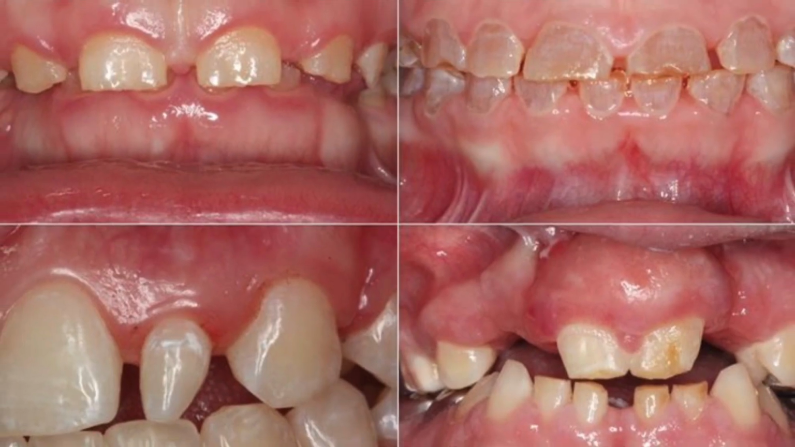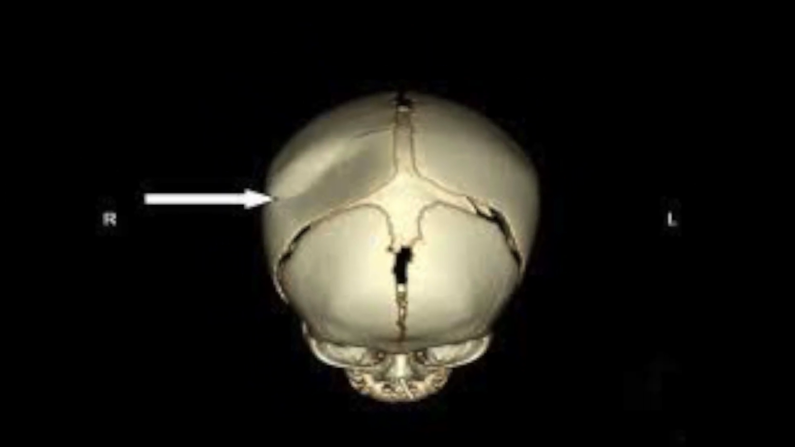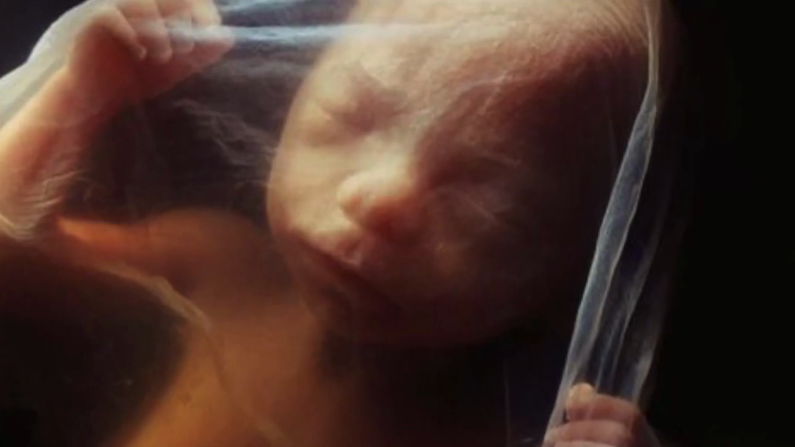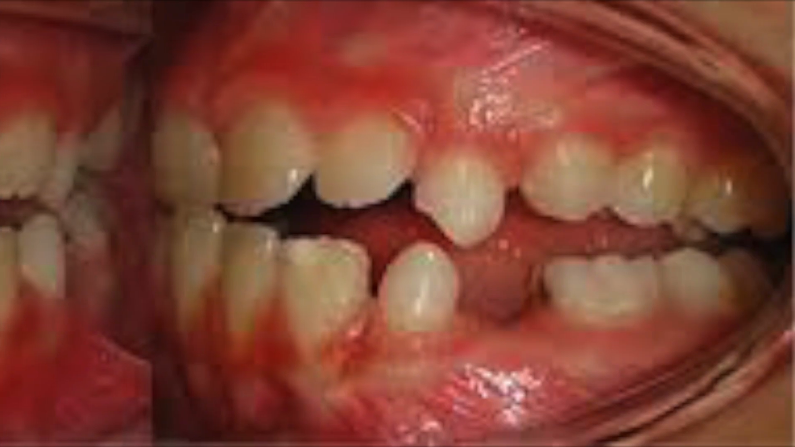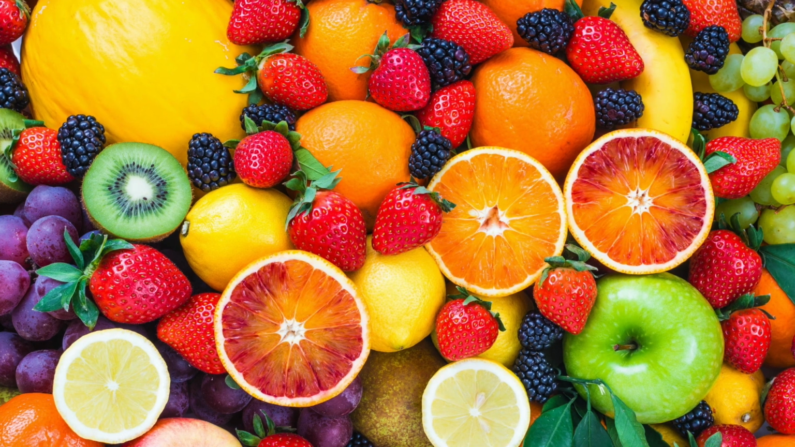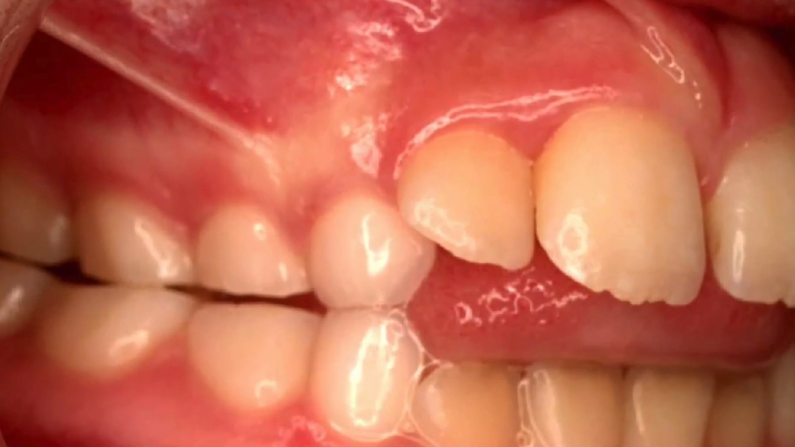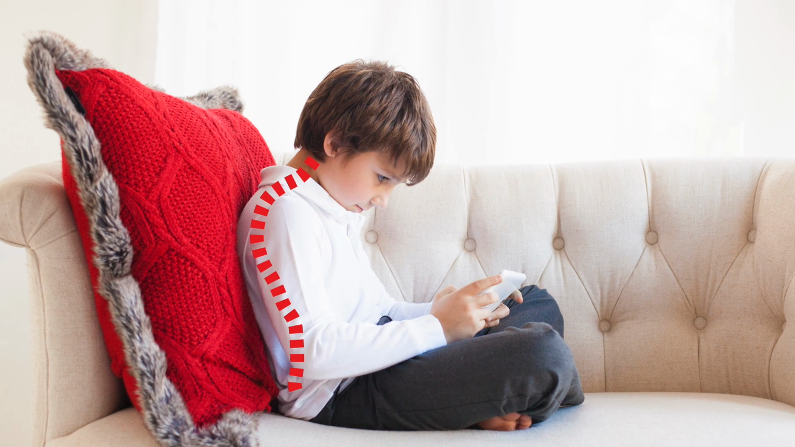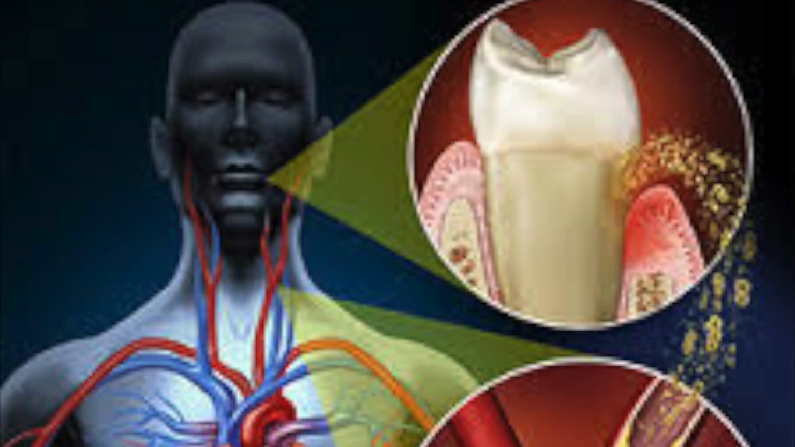Second is developmental defects of unknown origin. The third one is trauma, which includes prenatal trauma and postnatal trauma. Physical agents, it includes premature extraction of primary teeth and nature of food. Habits, it includes thumb sucking, tongue thrusting, lip sucking, posture, nail biting, and other habits.